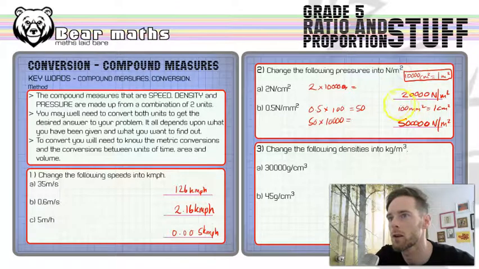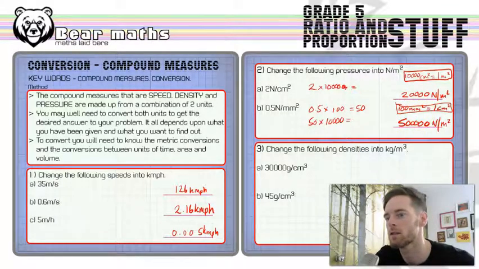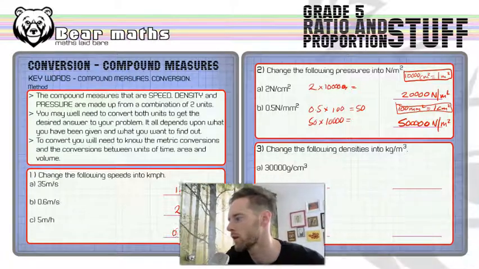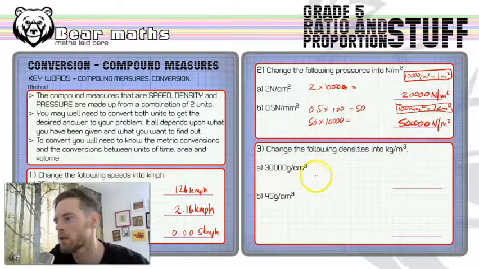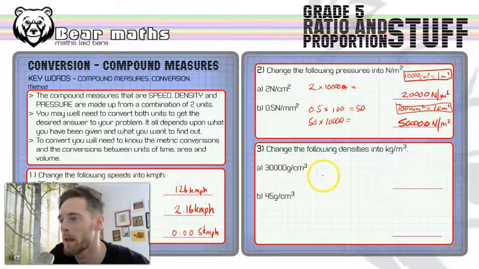It was useful to know these conversions. If you don't know those conversions, go back and watch the conversions between area and volumes video. You need to know that for the third and final question in this video as well. Change the following densities into kilograms per meter cubed. We're going to use the same sort of method as we were doing for speeds. We've got 30,000 grams per centimeter cubed. We want it in kilograms per meter cubed.